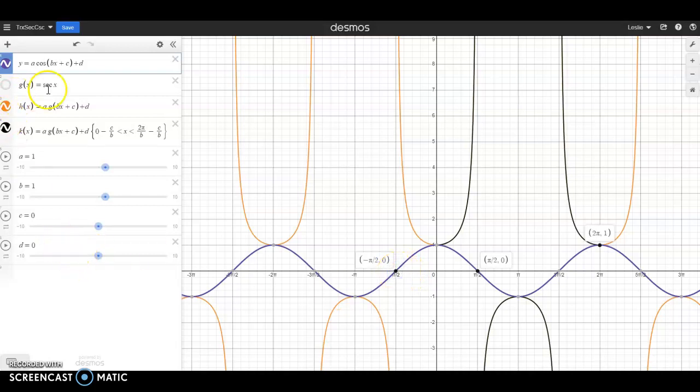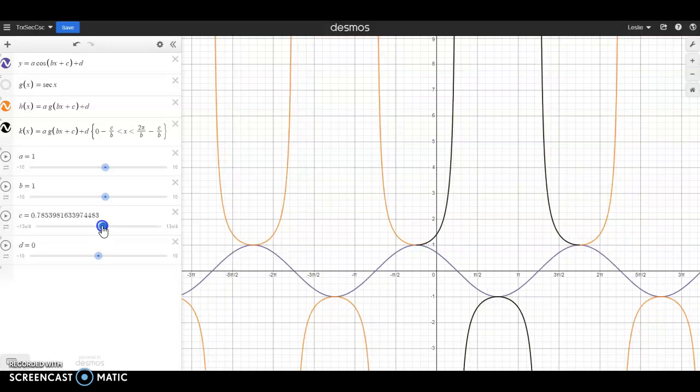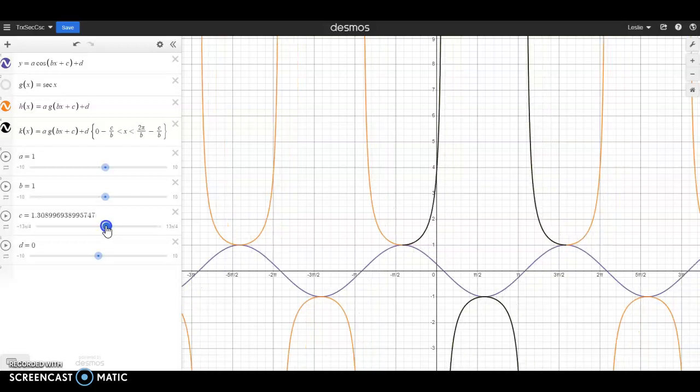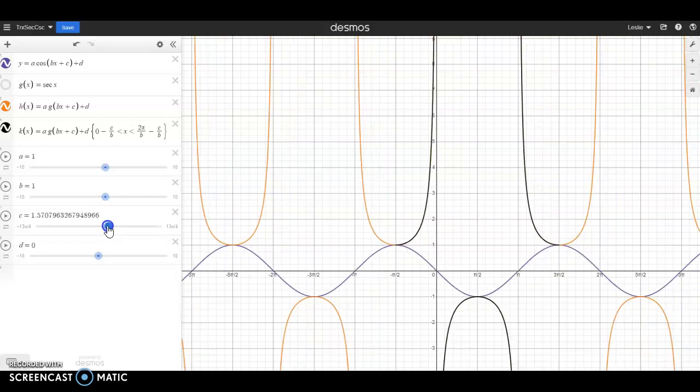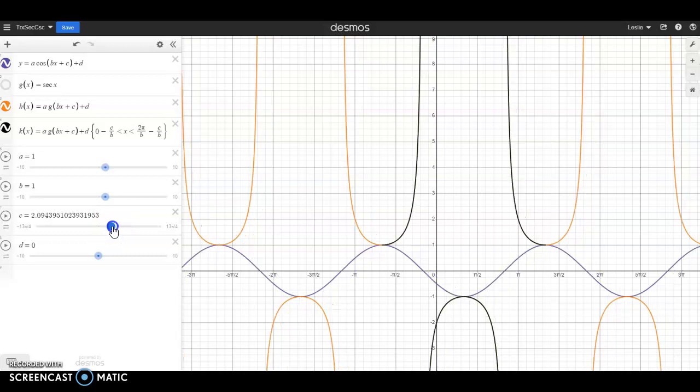In other words, if I take secant and cosine and shift it, let's see, if I want to shift these graphs pi over 2 units to the left, then I need to add to c until it's pi over 2. I need to know what pi over 2 is. Looks like it's about 1.5707. So now this looks like, actually no, it looks like a cosine graph, doesn't it? So I need to keep going. It looks like an upside down sine graph, rather.